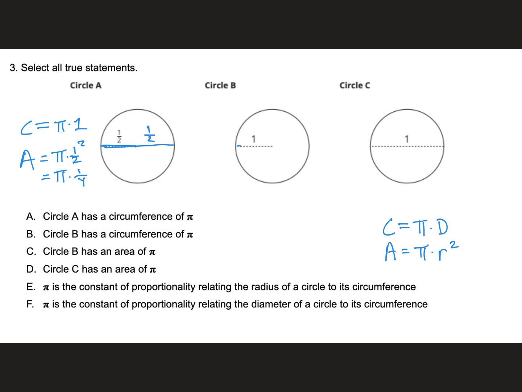For B, my radius is 1, so my diameter is going to be 2. So circumference is equal to pi times 2, or 2 pi. My area is going to be equal to pi times my radius, which is 1 squared. And 1 squared is just 1 times 1. So my area is equal to pi.